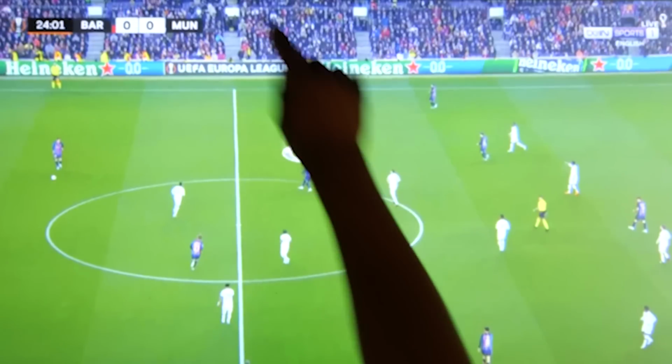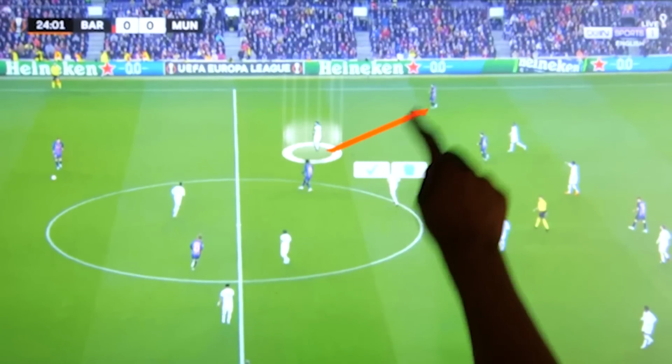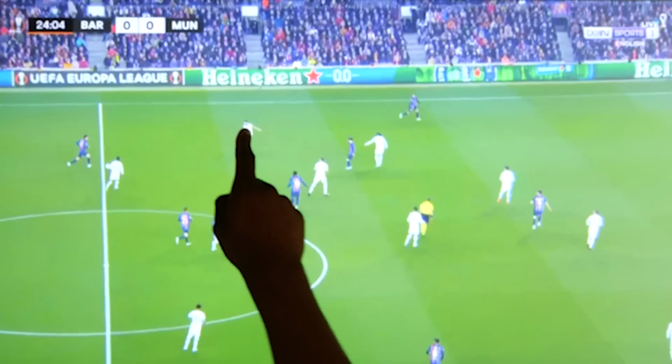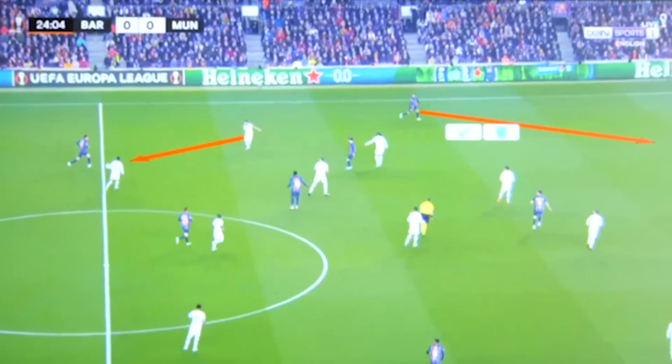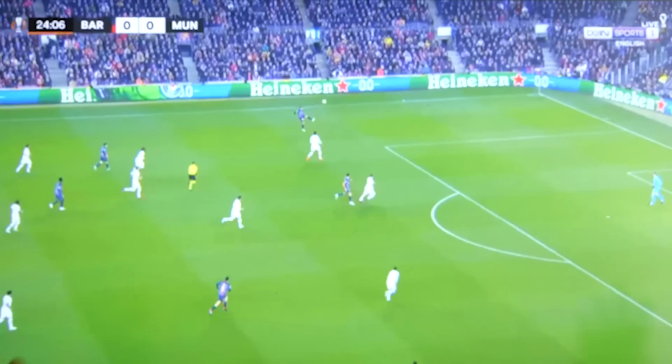So Fernandes is initially a little bit deeper so that he could cover Alba. But Alonso pushing up means that Fernandes now has eyes on him, again opening up the room for Alba to make the run in behind, and he is able to receive.